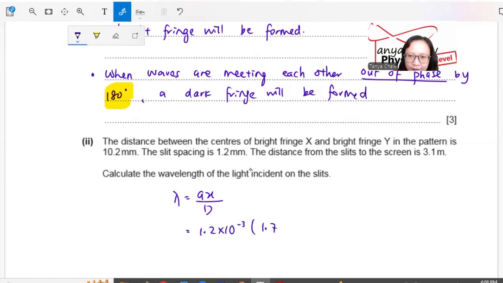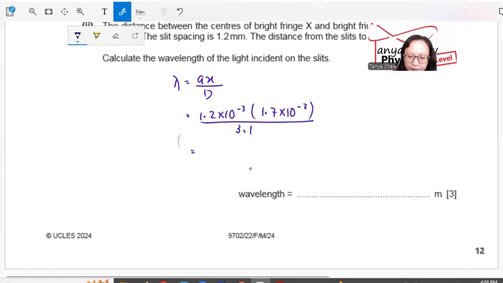X is 1.7 times 10 to the power of -3 as well. Millimeter, you have to change to meter. And D is given as 3.1 meter. So work it out. You should be getting 6.58 times 10 to the power of -7 meter as your wavelength. 6.58 times 10 to the power of -7.